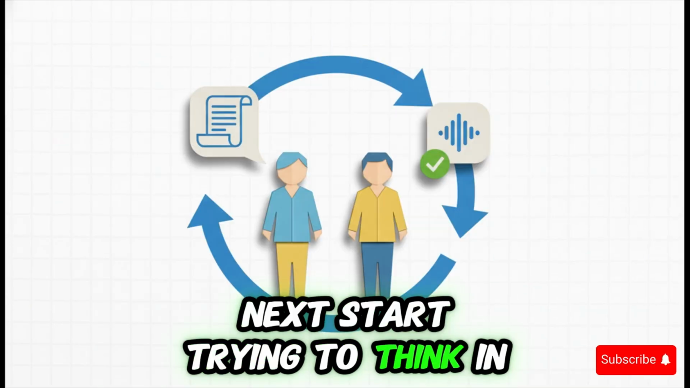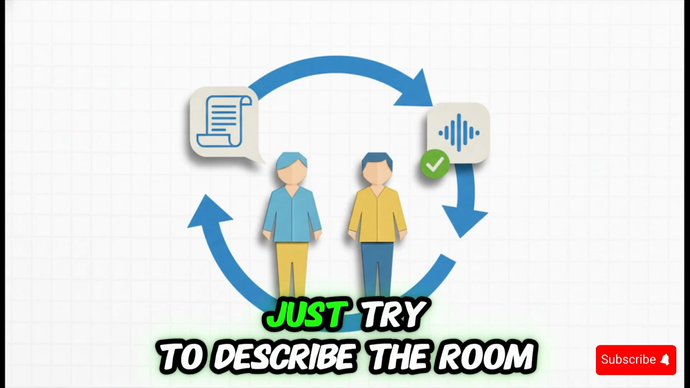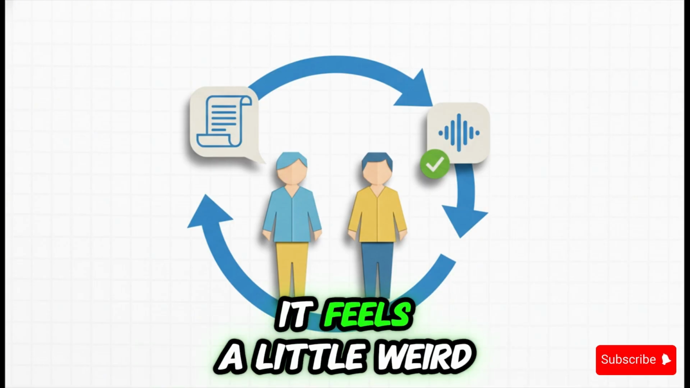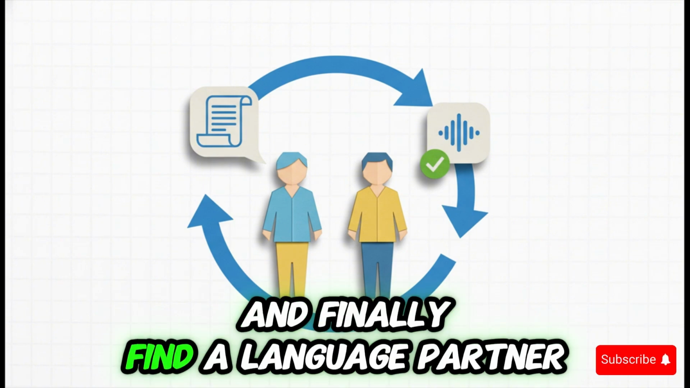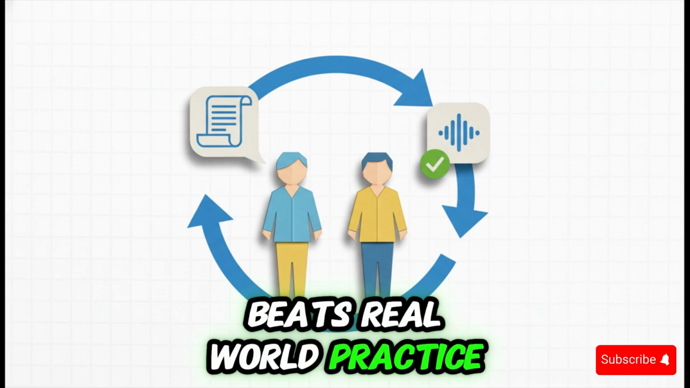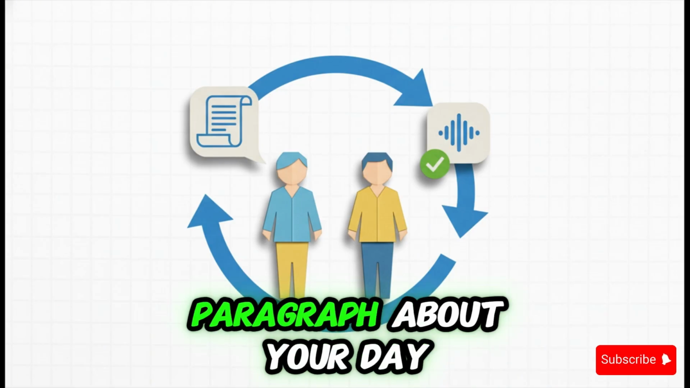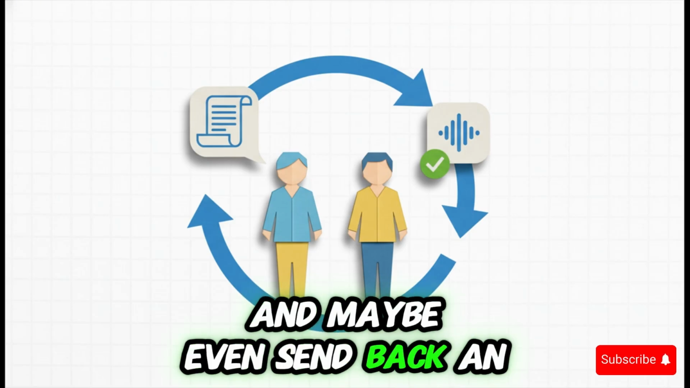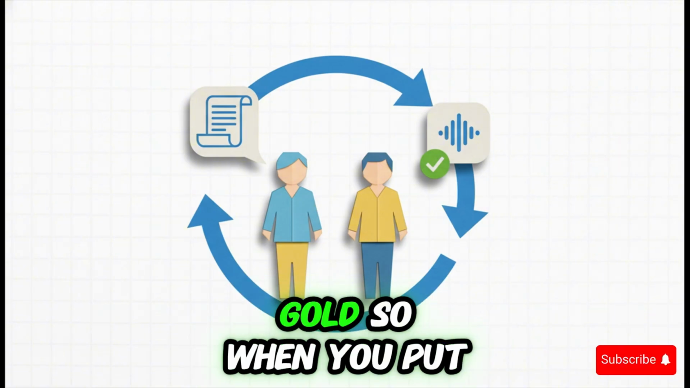Next, start trying to think in Chinese. Seriously. Instead of translating from English in your head, just try to describe the room you're in or what you're doing directly in Chinese. It feels a little weird at first, but it is such a powerful habit. And finally, find a language partner. Nothing, and I mean nothing, beats real-world practice. You can try to use your new words when you chat. A great little exercise is to write a short paragraph about your day using your new words. Send it to them and have them correct it, and maybe even send back an audio recording. That loop of active use and direct feedback is pure gold.